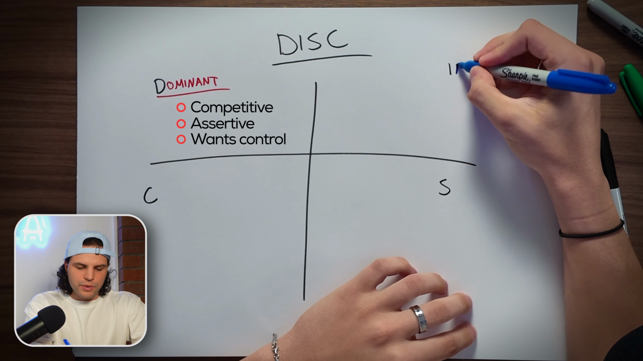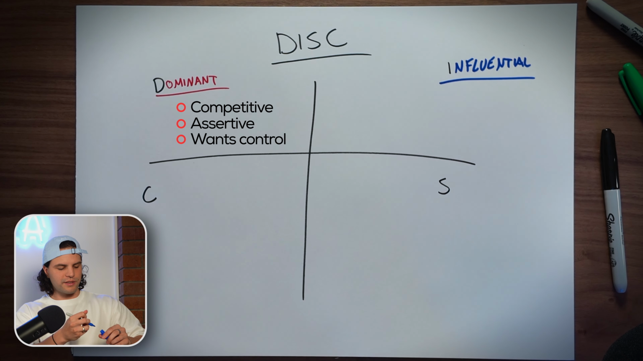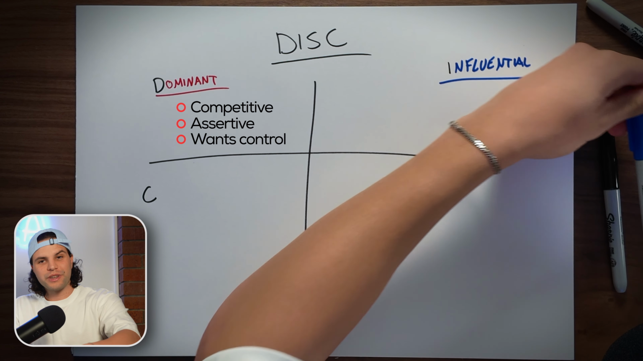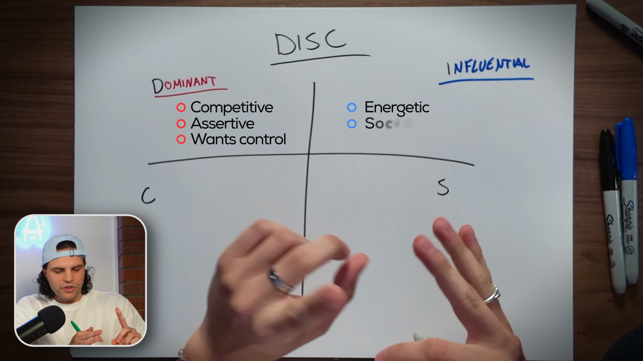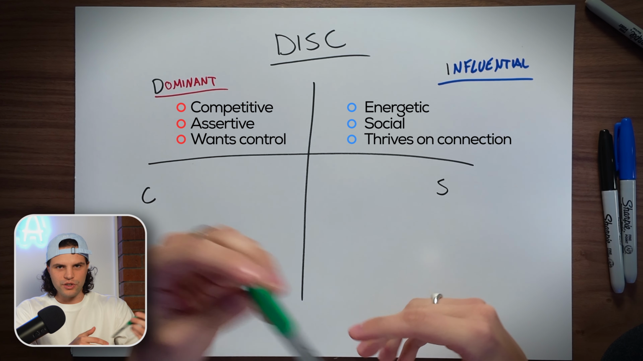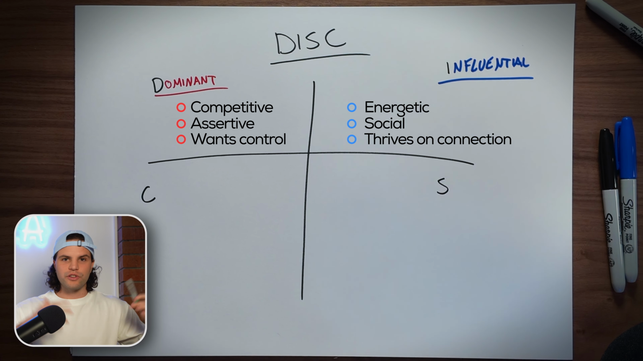I stands for influential. So your I players, these are your very happy, creative players, right? Energetic, social, thrives on connection. Everyone having a good time. They want to have a good time. They've got a lot of flair.